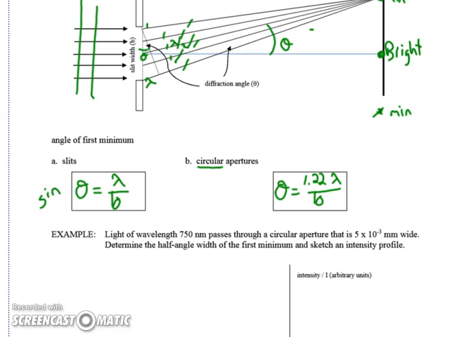After that, it follows the same pattern, so we don't really need to worry about that too much. You know, we put a 2 in front of there for the second minimum, 2 in front of here, and 3/2 for the next maximum. So let's do a simple little problem.